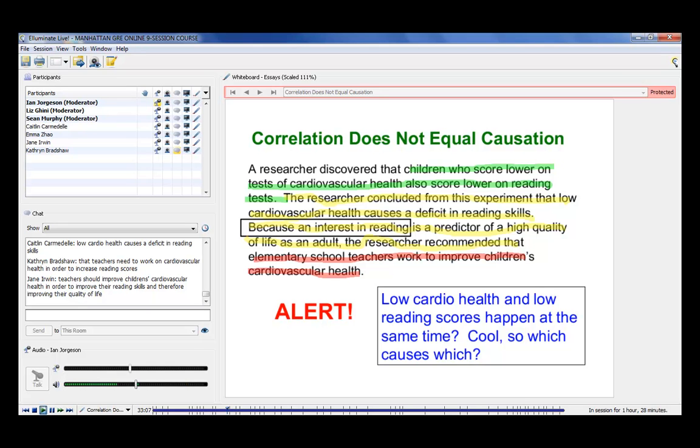But the bigger point that I want to make is that just because two things go hand in hand does not prove that one of them causes the other. Questions about that at all?